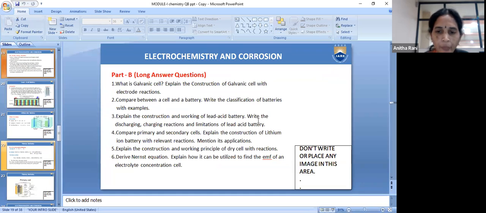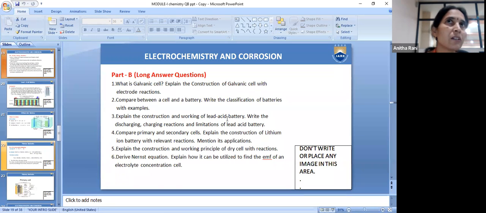Okay. Write the discharging and charging reactions and the limitations of the lead acid battery. Students, what is the limitation? We are using acid. We are using dilute H2SO4. One limitation is there. Sometimes acid fumes evolve, surrounding the battery.